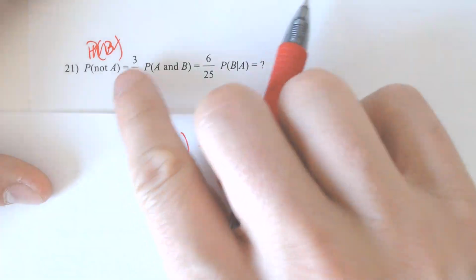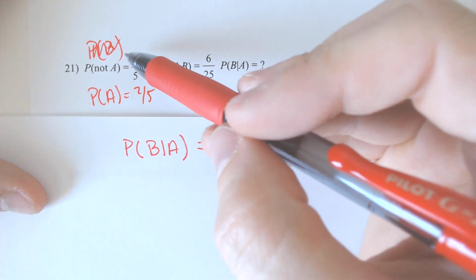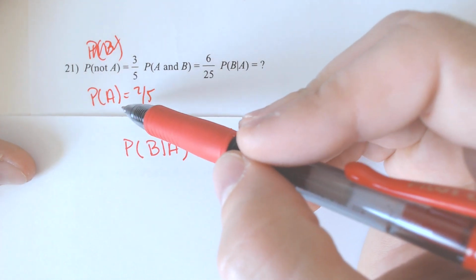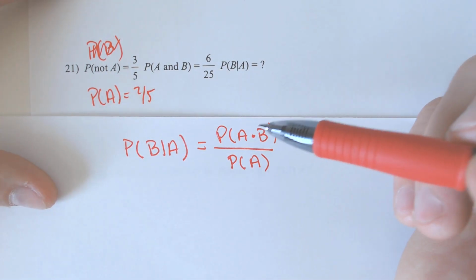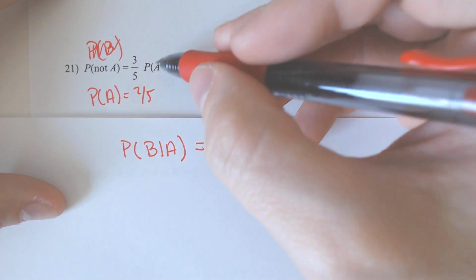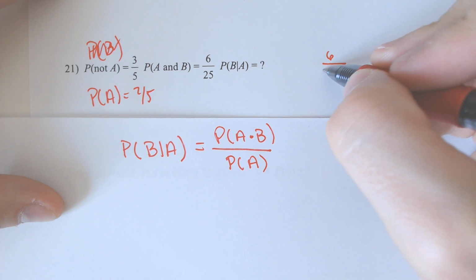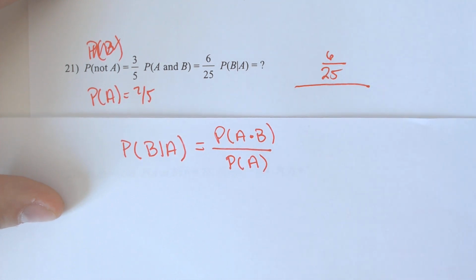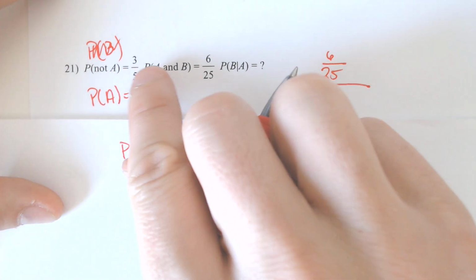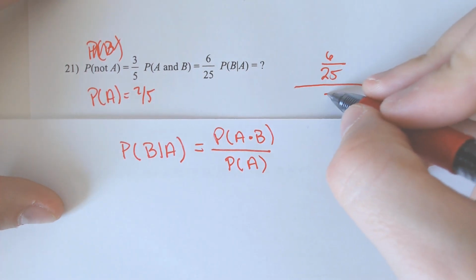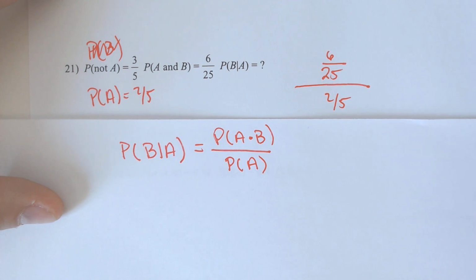Probability of not A is 3 out of 5, which means the probability of A is really 2 out of 5 because if not A occurring happens 3 out of 5 times, probability of A occurring would happen 2 out of 5 times. So let's fill it in the formula. We got probability of A and B given to us. So this is going to be 6 out of 25 on the top. They already multiplied it for us. The harder part here was figuring out the probability of A was 2 out of 5. So we would have to put 2 out of 5 on the bottom here.